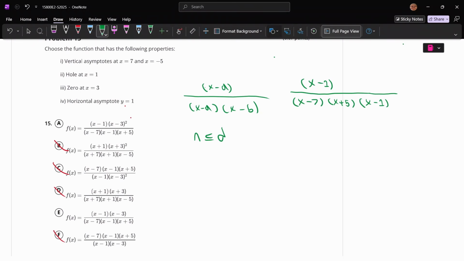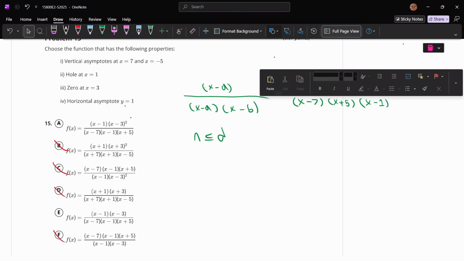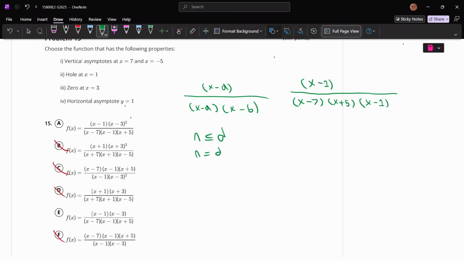And in order to have a horizontal asymptote at a specific point on the y-axis, n has to be exactly equal to d. Otherwise, when n is less than d, the horizontal asymptote is just going to be at y is equal to 0, or the x-axis. This can give us some sort of custom asymptote. In the n equals d case, that will give us a more specific asymptote, which in this case, the target is y is equal to 1.